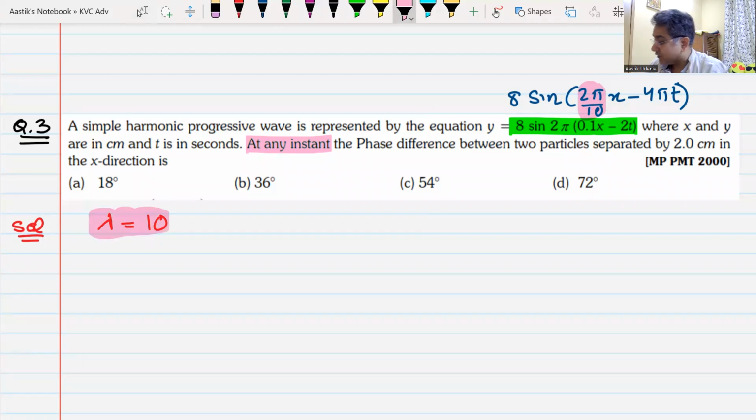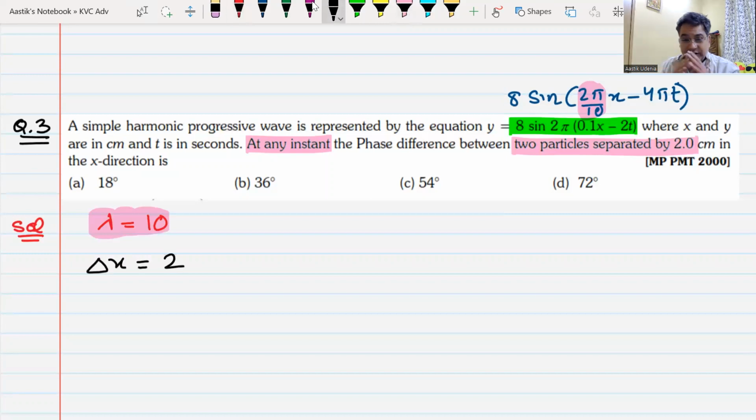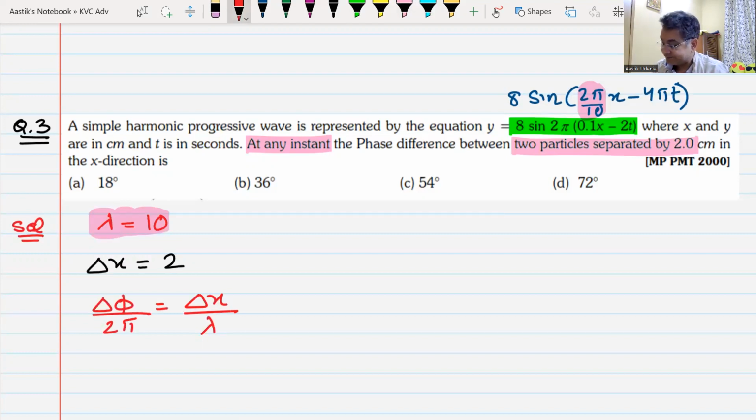Now we have seen the distance between the particles is 2 centimeters. So this distance, which is given as 2 centimeters, can be taken as their path difference, because they are away from each other by 2 centimeters. So the path difference is given, and from there you have to find out the difference in phase. So we use the equation delta phi by 2 pi is equal to delta x by lambda. From here you will be able to calculate the phase difference.